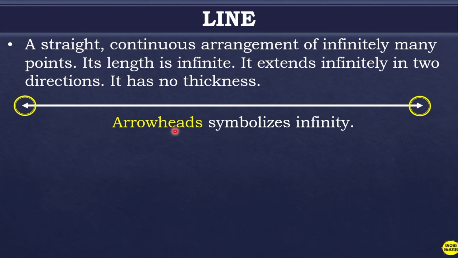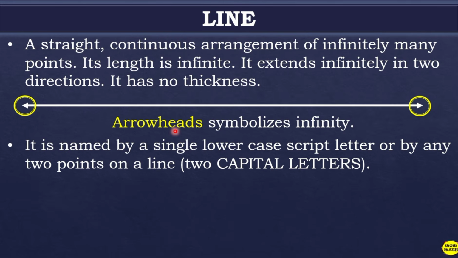Tatandaan po yan. Okay. How do we name a line? So, it is named by a single lowercase script letter. Pag sinabi nating script letter, ito yung parang may arte ng konti. Okay? So, yun po yan. Para siyang may arte ng konti. Now, so it is named by a single lowercase. When we say lowercase, small letter. Okay, small letter. So, ito po siya.